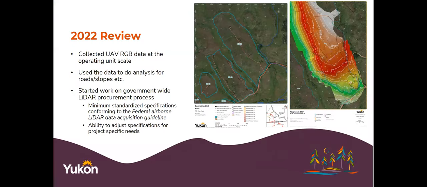So this last year, we've really been focusing on what we have available to us and using that. We have RGB data, we have UAVs that we can use. So collecting UAV data and using that to do analysis like roads, slopes, that sort of thing at the cut block scale. We don't have anything wider than that at the moment.